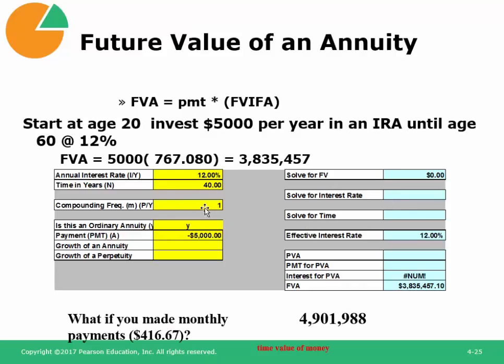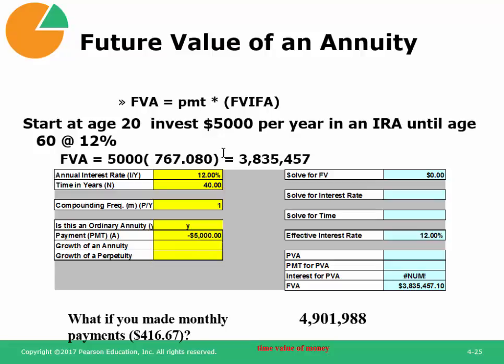So let's think about this problem right here. You start at age 20 and you're going to invest $5,000 a year until you're 60 years old. And let's assume that you can earn 12% on your money. How much will you have at the end of this time frame? So we're going to put in the interest rate. Again, you don't know the future value and you don't know the present value because you're making payments, not a payment today or a lump sum kind of a payment. So in the payment, you put a negative $5,000.